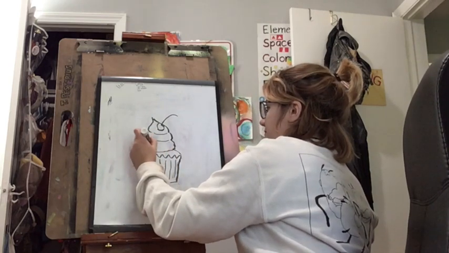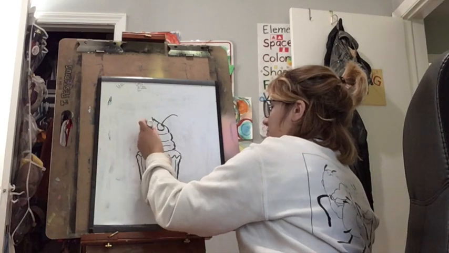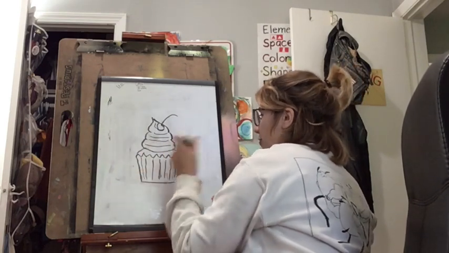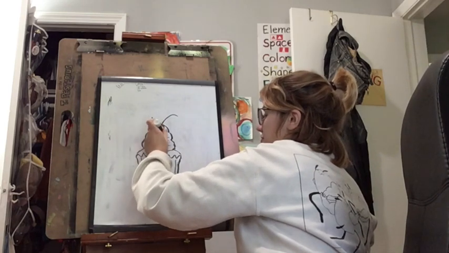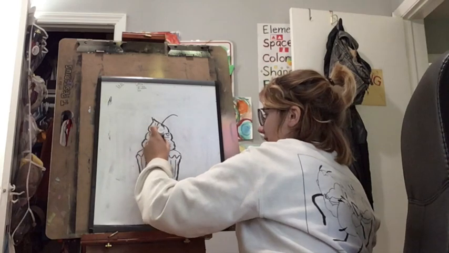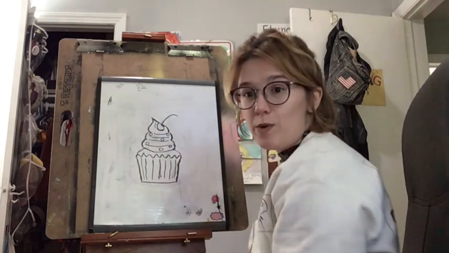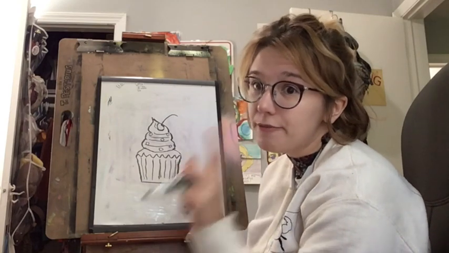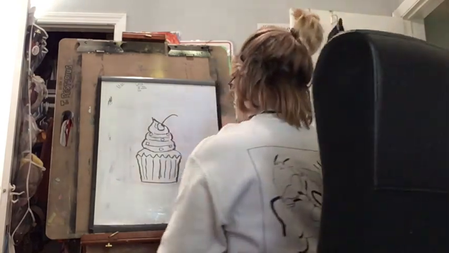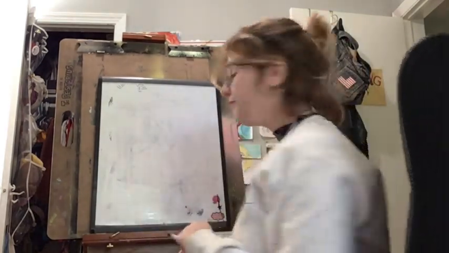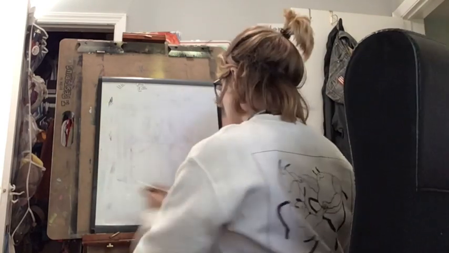So here's my nicely piped icing, all beautiful. I could draw some little sprinkles and things like that. So that's one way I could draw my cupcake. There's other ways to draw a cupcake though. Let's do it. And this is why we have the whiteboard. So here's another way to draw a cupcake.